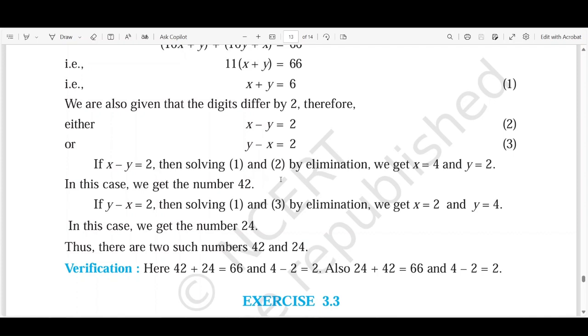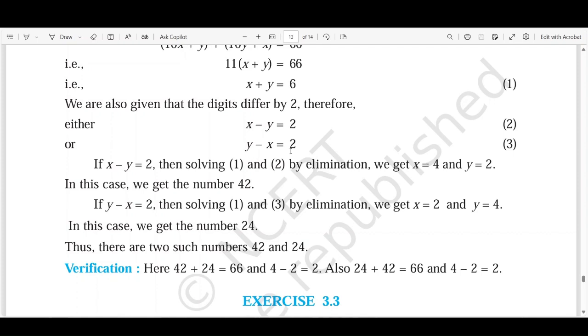then if we solve the two equations 1 and 2, the first equation and the second equation x minus y equal to 2, by elimination method we can simply add the two equations, so the variable y will get cancelled and we will be resulted with 2x equal to 8, so x equal to 4. So from this we can find the y value to be 2. So the expected number is 42.